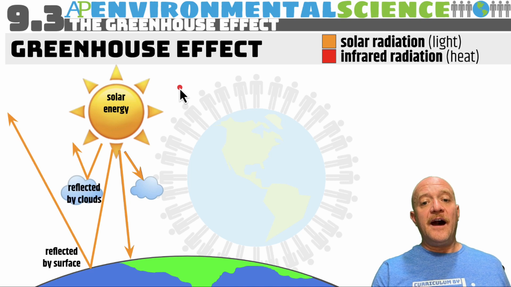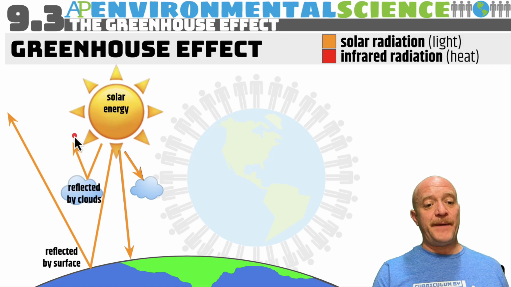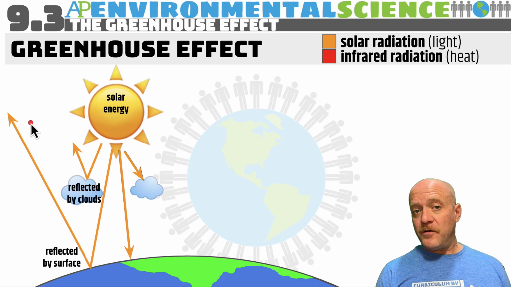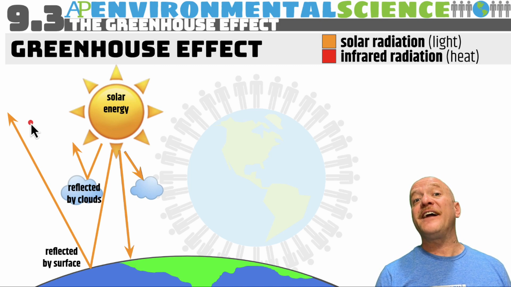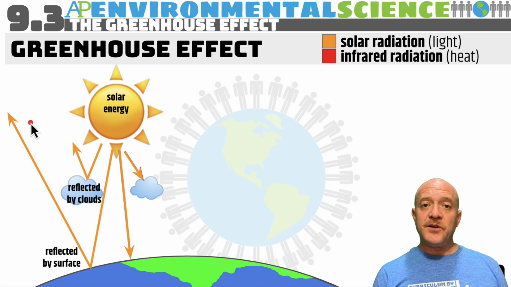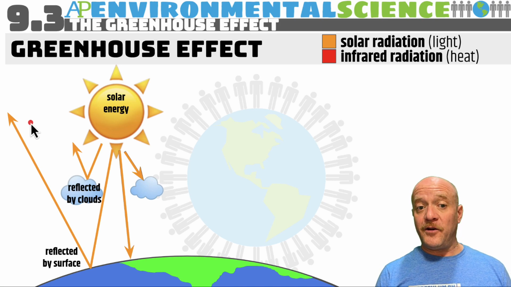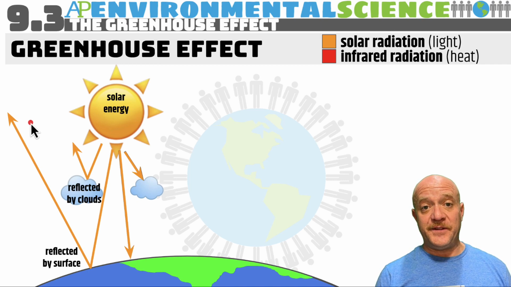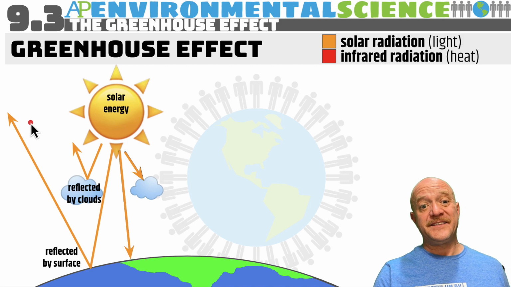clouds. Some of that radiation or that light will be reflected back into space from the clouds and from the surface of the Earth. Remember that albedo refers to the reflectivity of a surface. So areas on Earth that have high albedo will reflect a lot of that solar energy, the solar radiation, back to the atmosphere or into space.